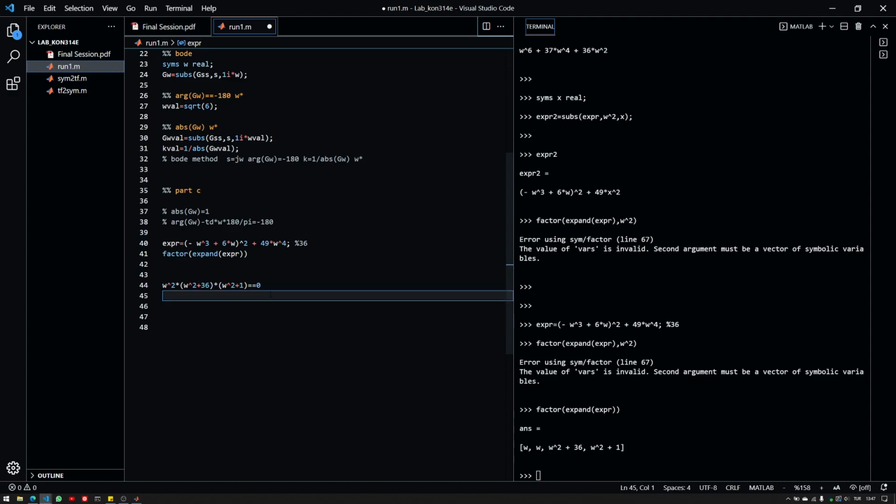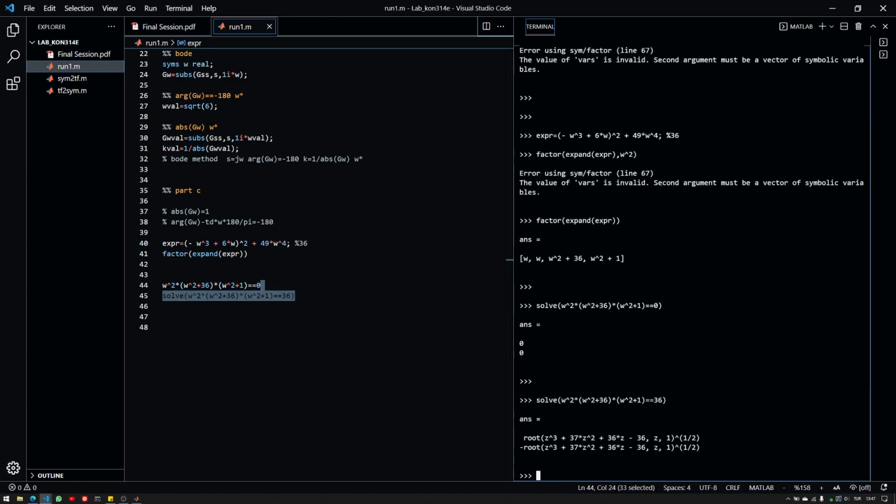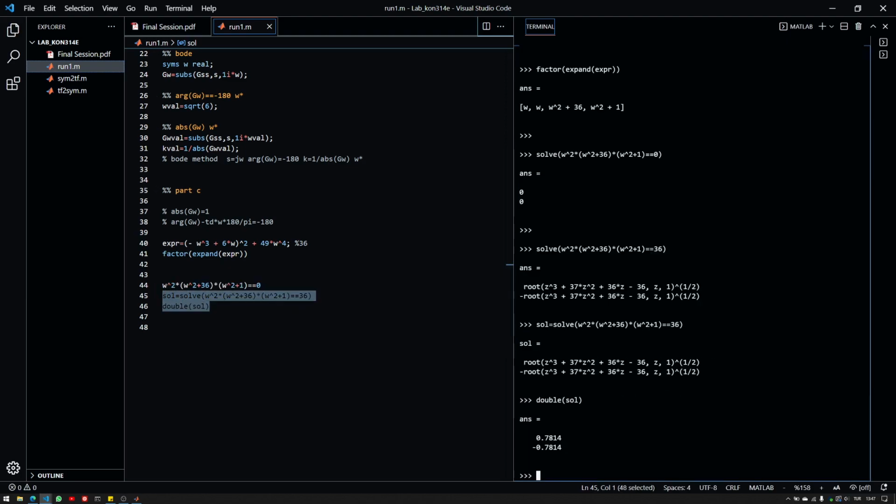So let's see what MATLAB finds us here as a solution, even if it's finding one. So let's try to solve this. Omega equals 0. Interesting. So I guess MATLAB even didn't calculate this one here. Oh, because maybe 36 here, of course. So yeah, it kind of found something, but let's see what it is. Yeah, it found 0.7814.